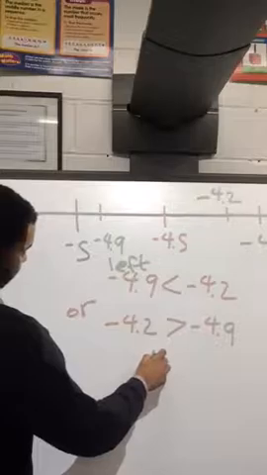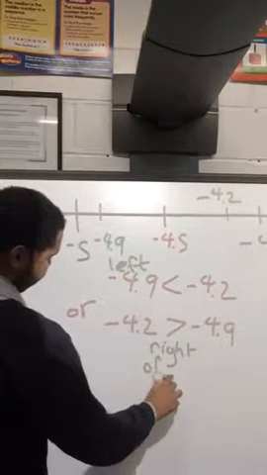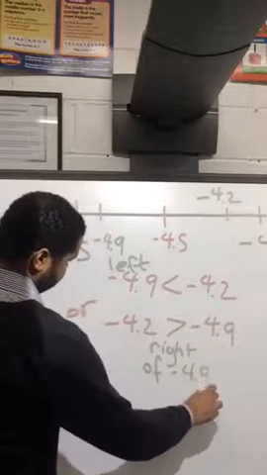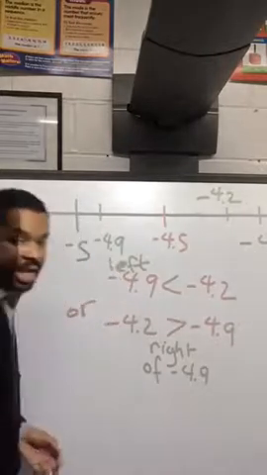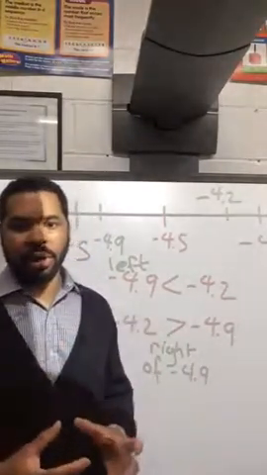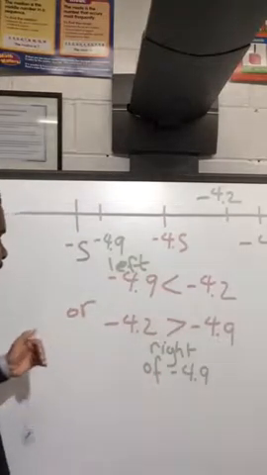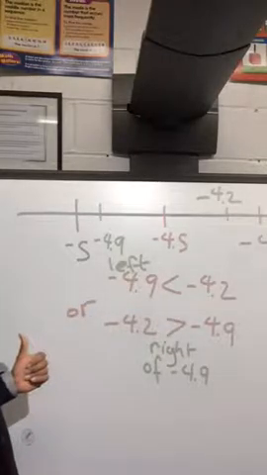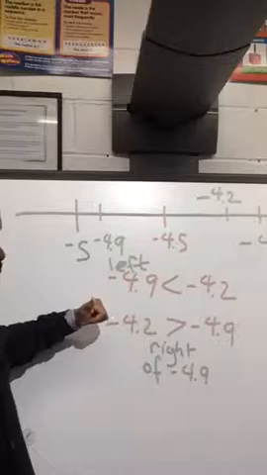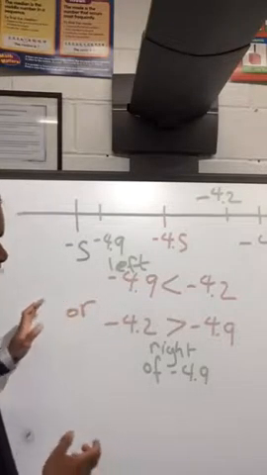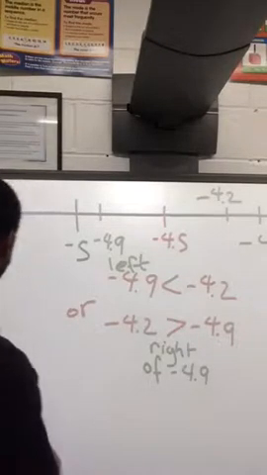So this is going to be to the right of negative 4.9. That's what it means. Negative 4.2 is to the right of negative 4.9. Again, although they both are on the same side of the number line, negative 4.9 is farther to the left of 0. And therefore, negative 4.2 is closer to 0. And that makes it to the right of negative 4.9, okay? All right.